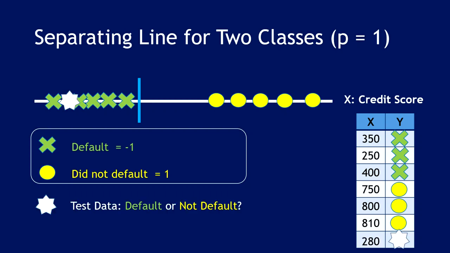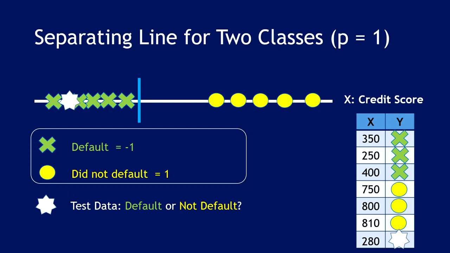Using the blue line, we can make a prediction on a new data point. This is our test data, which is a white star. We want to make a prediction about whether this customer is going to default or not. You can see in the data chart, this star has a pretty low credit score. It has a score of 280. So it's definitely on the lower end of the X, and it falls in the region where the green crosses cluster.